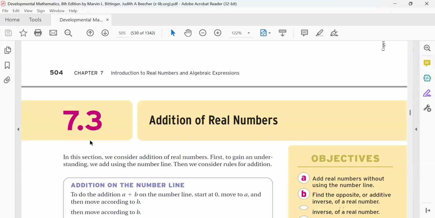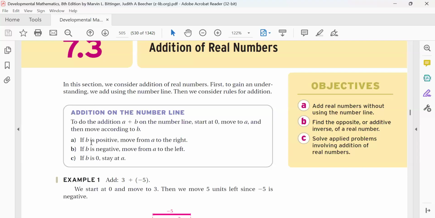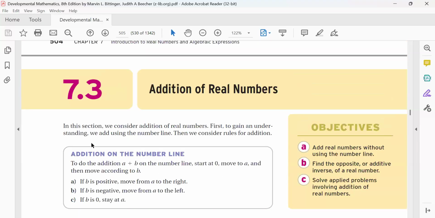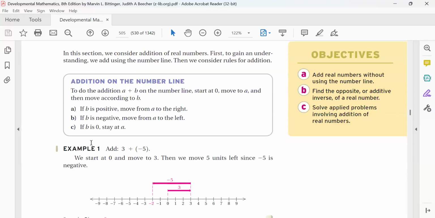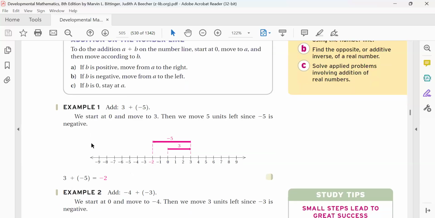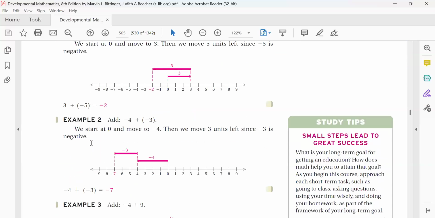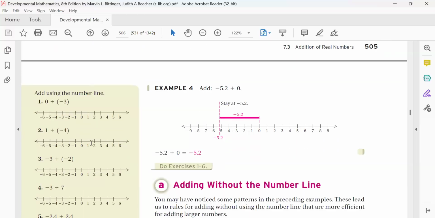So I think addition of real numbers, I gave you the rules of the addition of the real numbers. So there are some examples on page 505, which are these examples. Look at these examples. We can apply the third statement I gave to you previously. These are just examples about adding, and I would like to go over these questions.